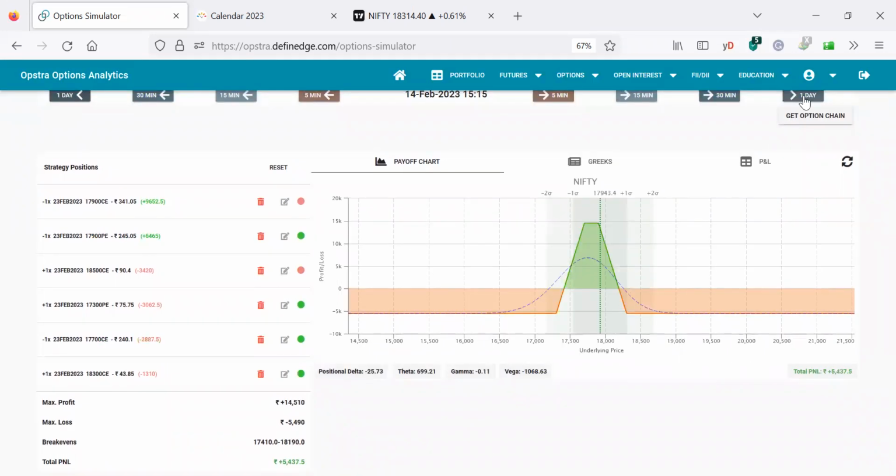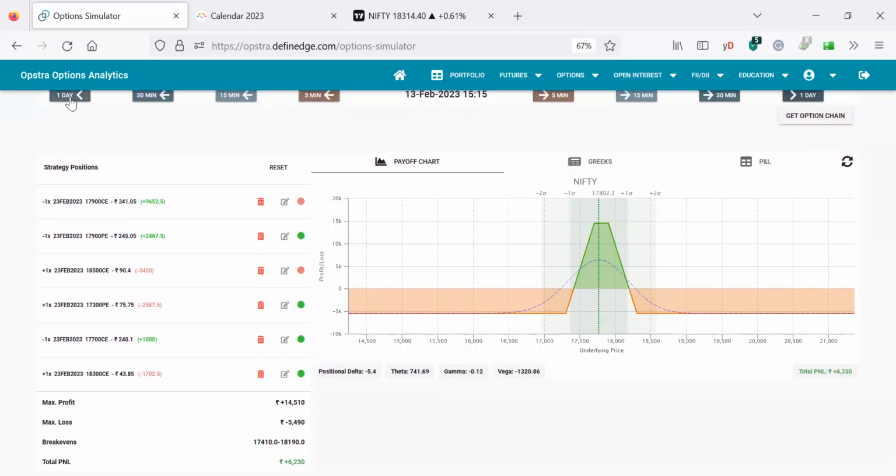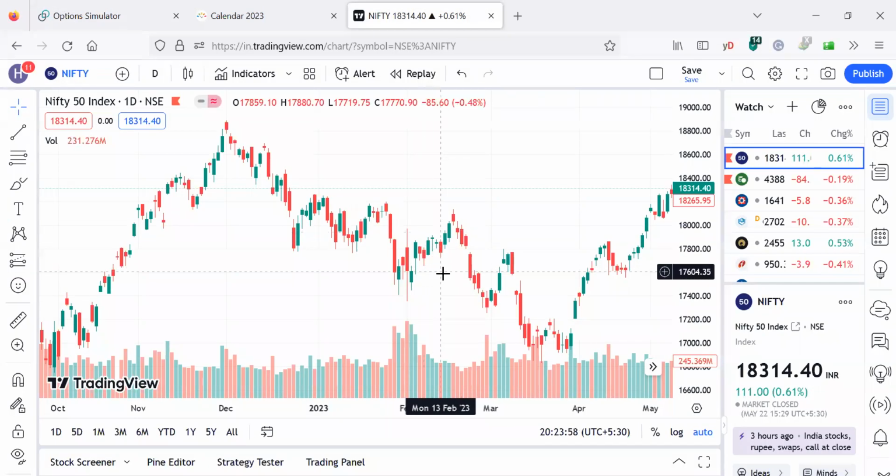Then next is, again if you just check it here, it is 13 Feb. Yesterday it was giving us 6,200. We'll just check out the chart. 13th Feb. So this is our 13th Feb. So it ended with red.